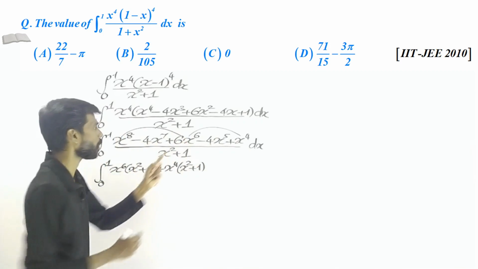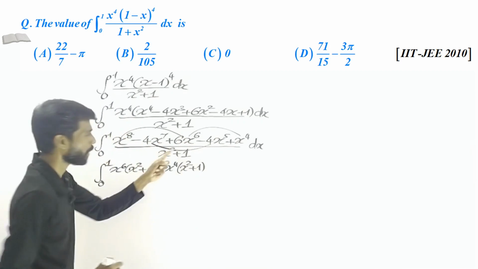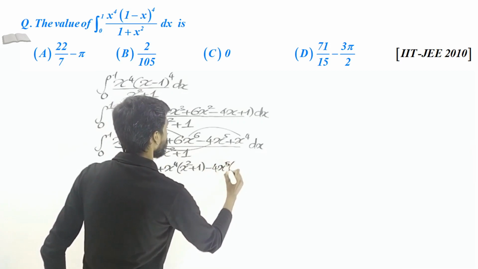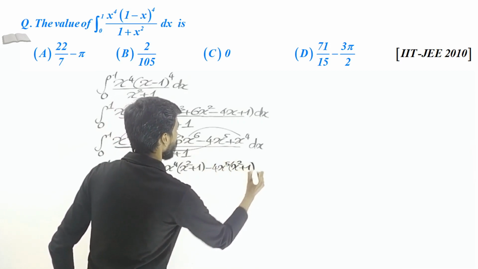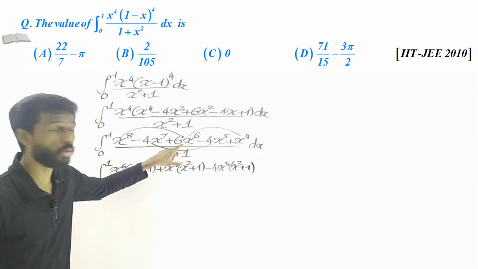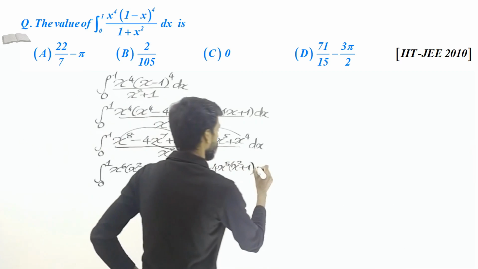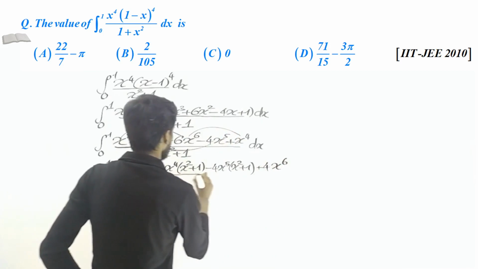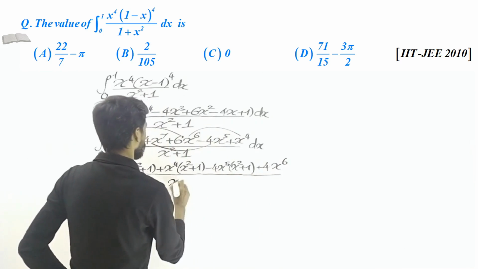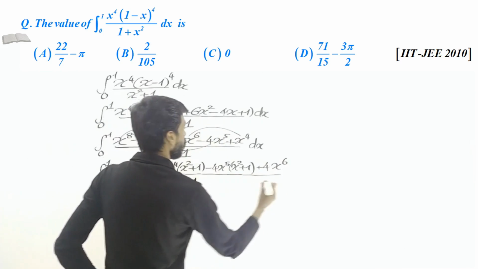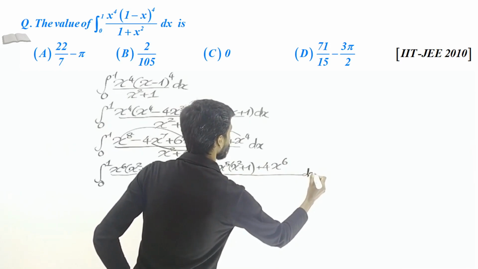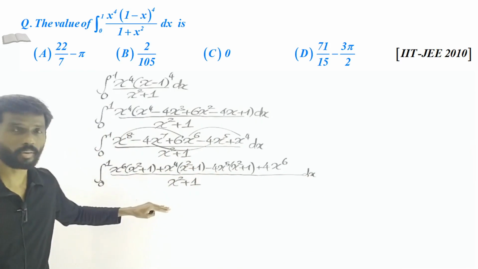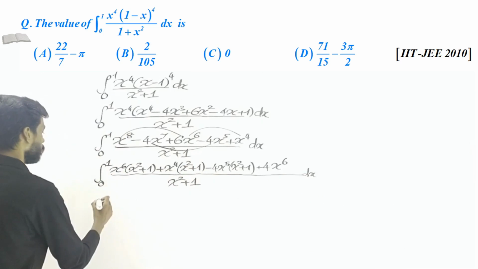Now from the other two terms, these two terms can be combined. So minus 4x to the power 5 can be taken out. So we'll get x square plus 1. Now still we are left with the 4x to the power 6, so that we can write here 4x to the power 6. So this whole thing divided by the denominator x square plus 1, dx. Now what we do, see all the terms have x square plus 1. So if we divide it, that will be cancelled. So we will get something like this.